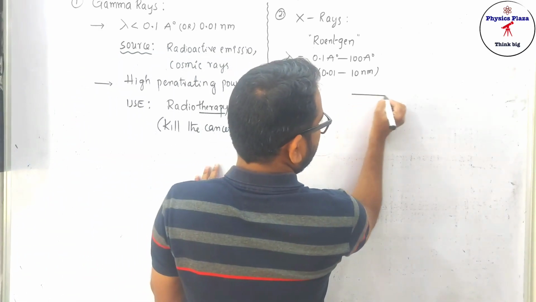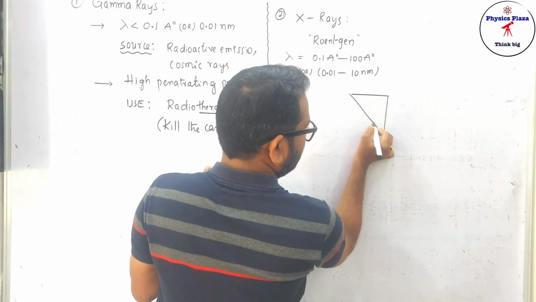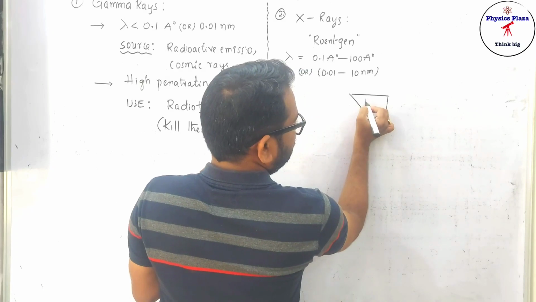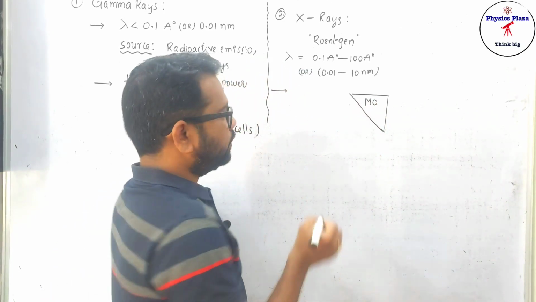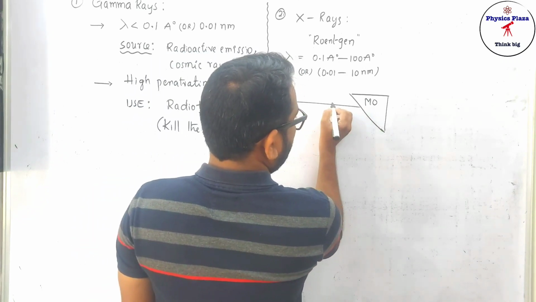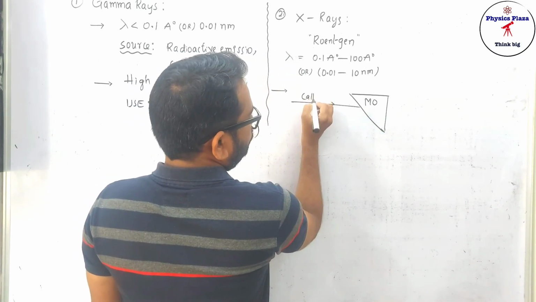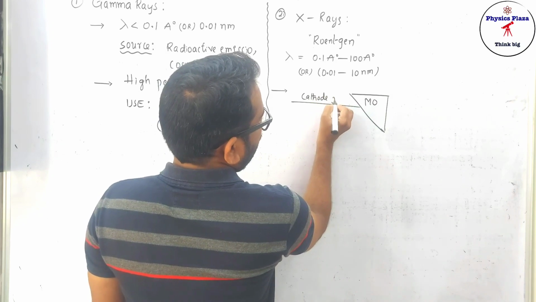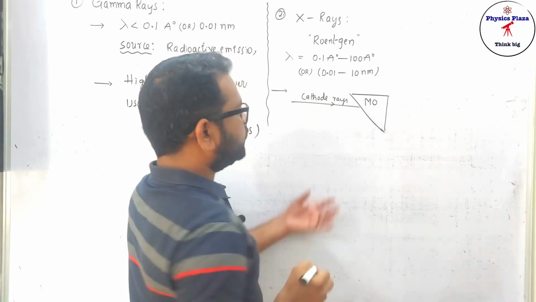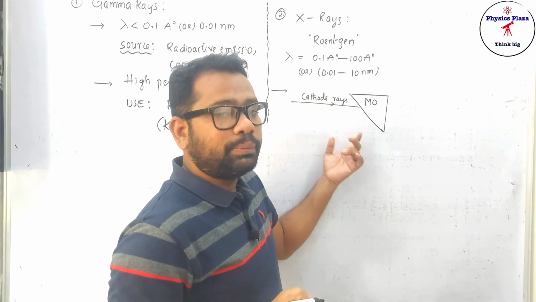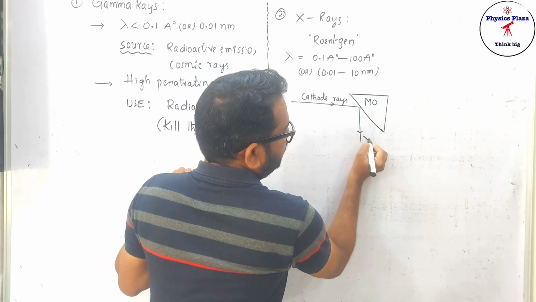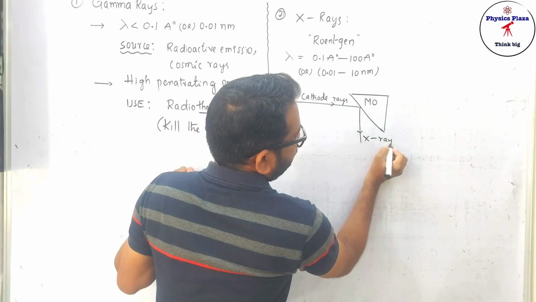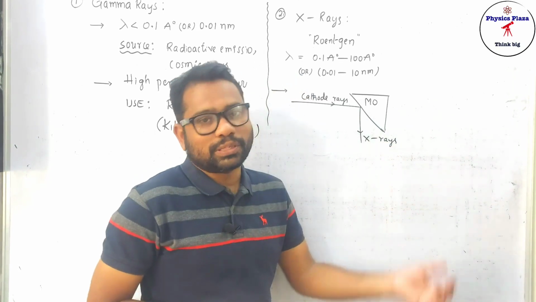So here, if you can see, this is one target made of molybdenum, which means a material with a high melting point. When cathode rays are stopped by a material like molybdenum with a high melting point, what happens? Here we get X-rays. This is how they actually happen. In short, I am not going to explain in detail.